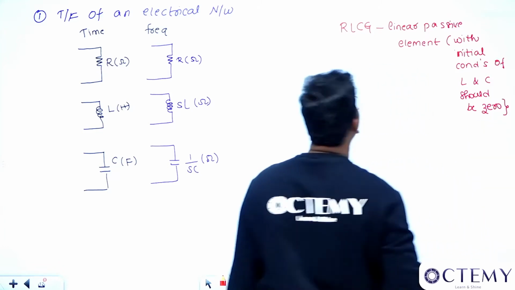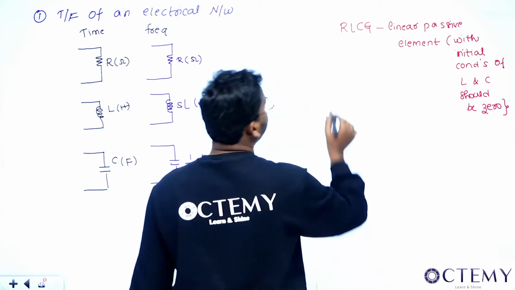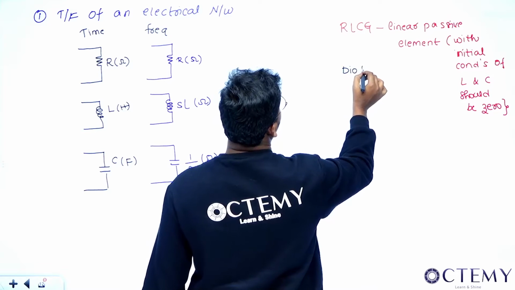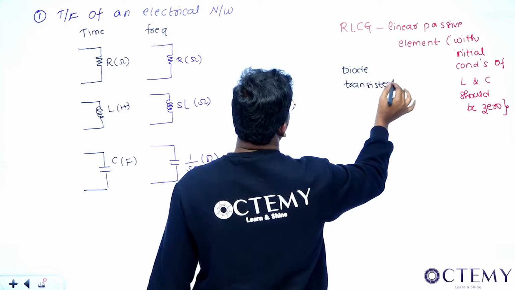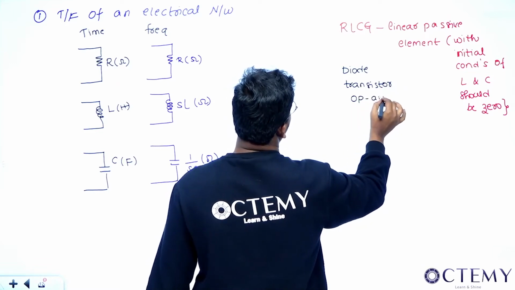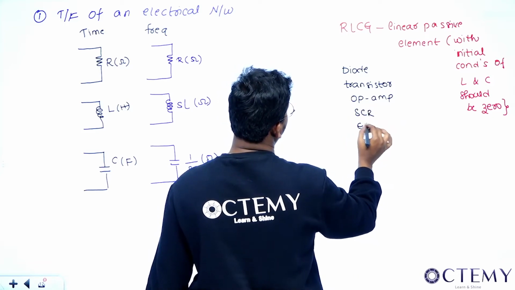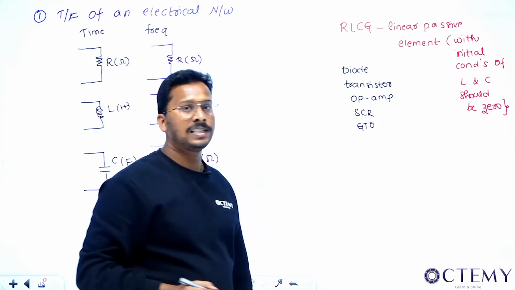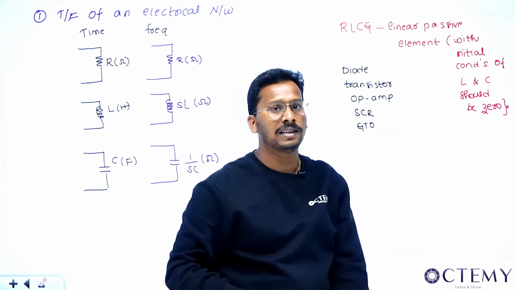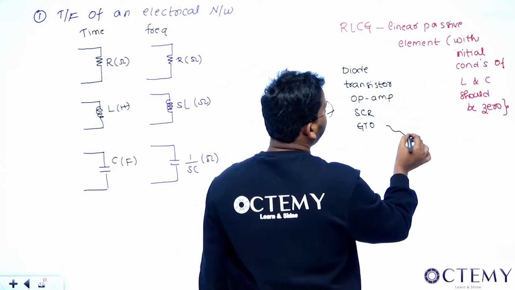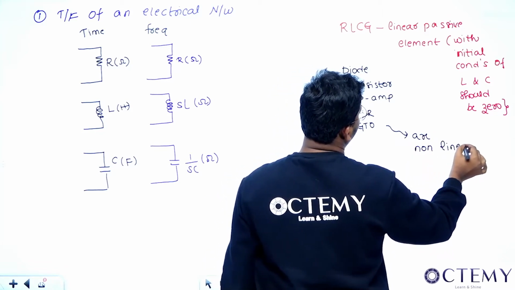Then only this is true, sir. Whereas if you see anything like diode, transistor, op-amp, or if you take your SCR, GTO, any of this you take, sir, the voltage current relationship between them is not linear. But if you take here, the voltage current relationship between them is linear, sir. So these are non-linear passive elements.